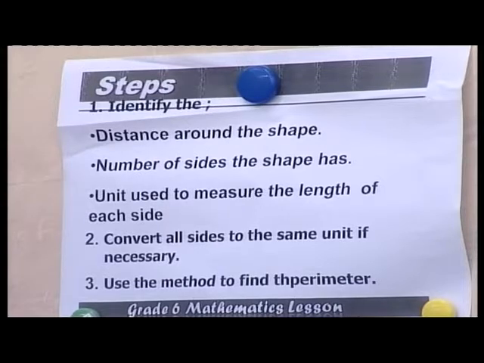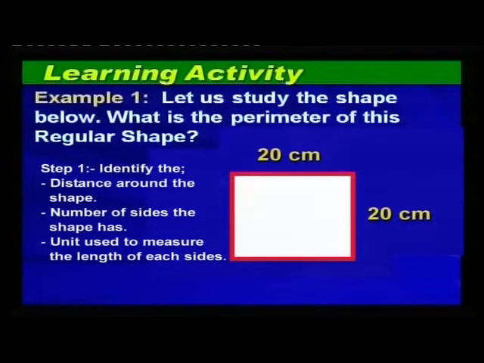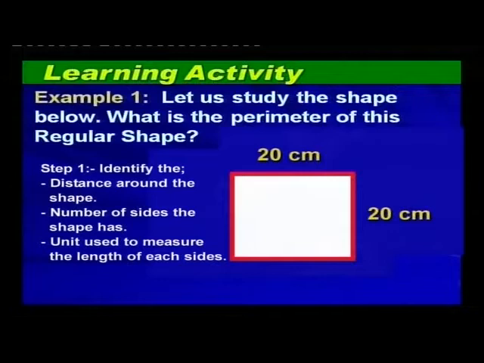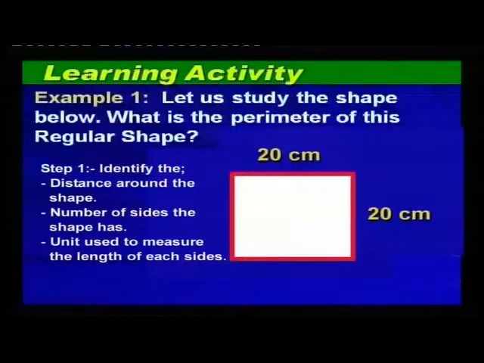Now, identify the distance around the shape or the shape that is shown on the screen. Now, what is the name of this regular shape on the screen? That is the first step we're following. Yes, Onya? Square. A square. Thank you. Well done. Yes, it is a square.